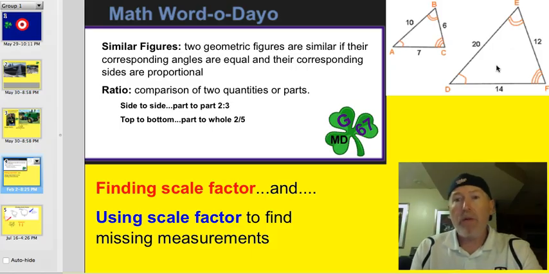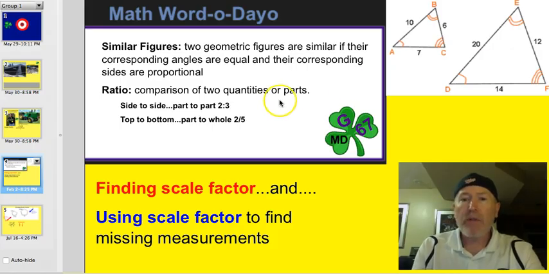All right, we've already started talking about proportions and scale factor. It's also important to remember that ratio is a comparison of two quantities or parts. Remember, when we're going side to side, we're talking about part to part. And top to bottom, like 2/5, that's that fraction, part to whole. All right, so we're going to be using finding scale factor and using scale factor tonight. Let's start with finding scale factor.